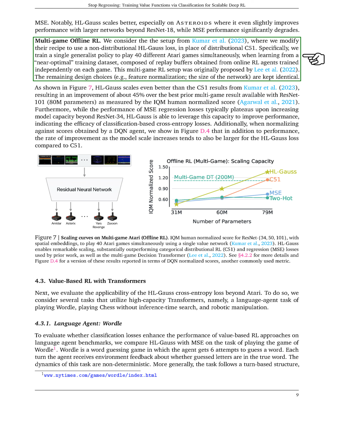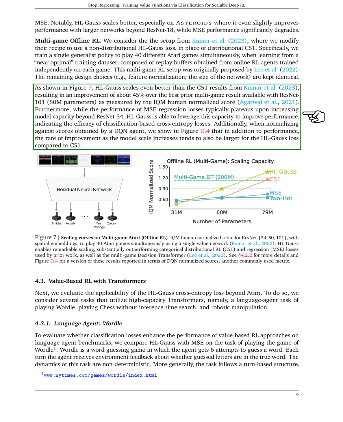In the context of multi-game offline RL, we adapted a setup to use a non-distributional HL-Gauss loss instead of the distributional C51 loss. We trained a single generalist policy to simultaneously play 40 different Atari games, learning from a near-optimal training dataset composed of replay buffers from online RL agents trained independently on each game. Our findings show that HL-Gauss scales even better than the C51 results, achieving about a 45% improvement over the best prior multi-game result with ResNet 101.